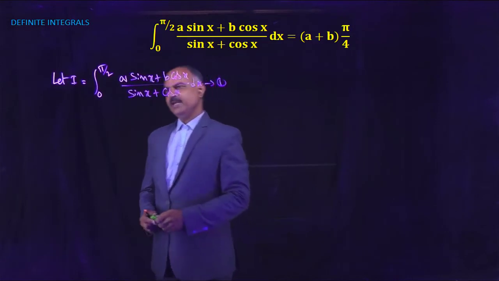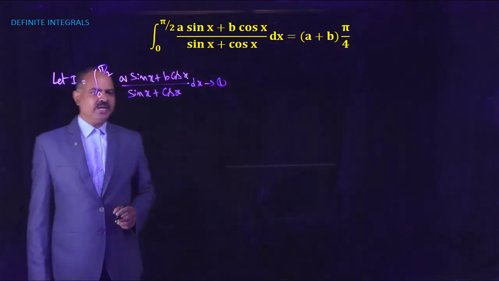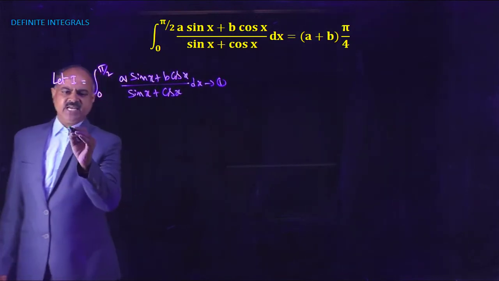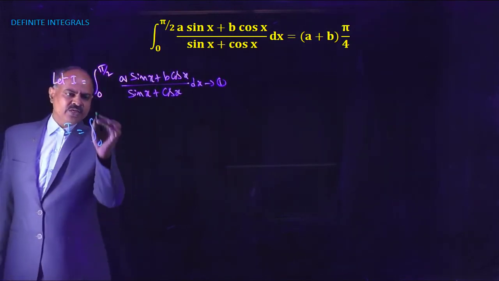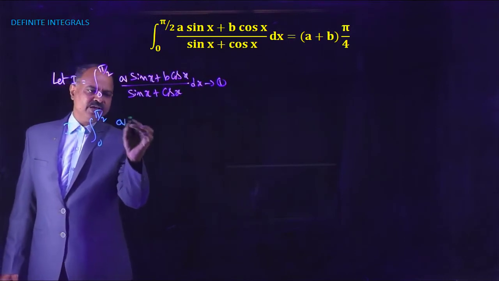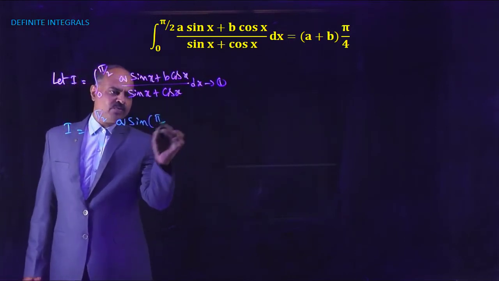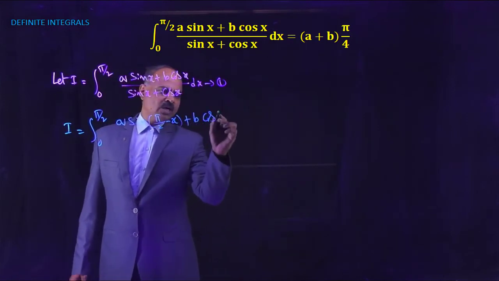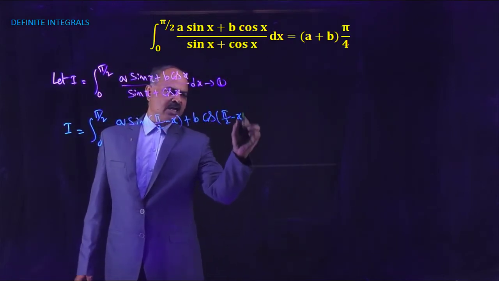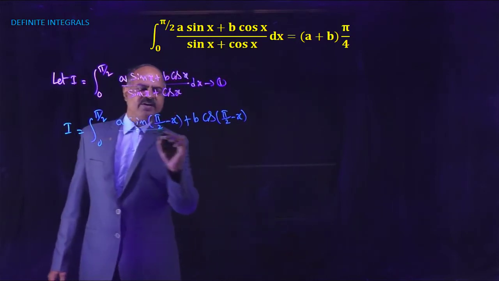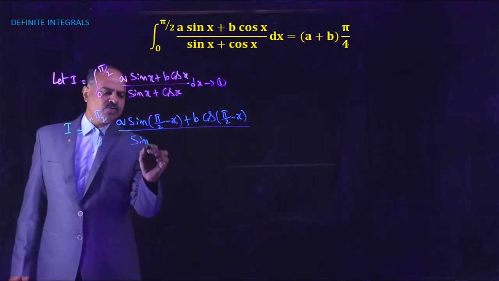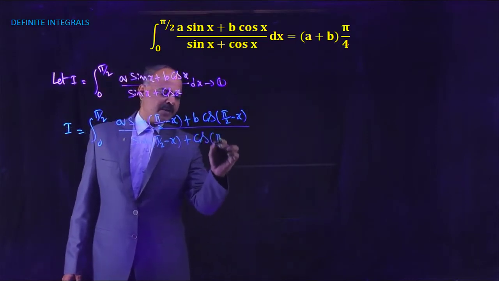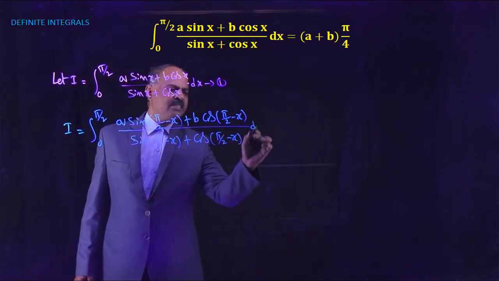By applying the property integral 0 to a of f of x dx equals integral 0 to a of f of a minus x dx, we get I equal to integral 0 to pi by 2 of a into sin of (pi by 2 minus x) plus b into cos of (pi by 2 minus x), divided by sin of (pi by 2 minus x) plus cos of (pi by 2 minus x) dx.